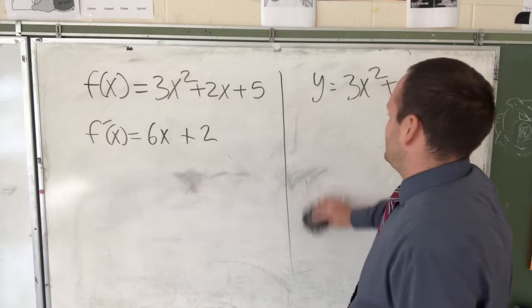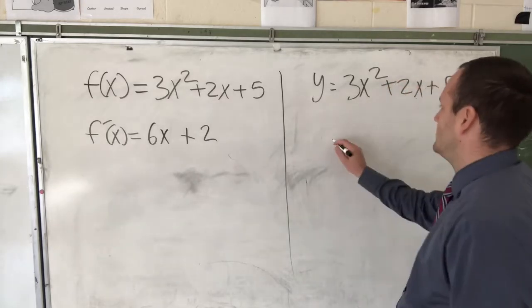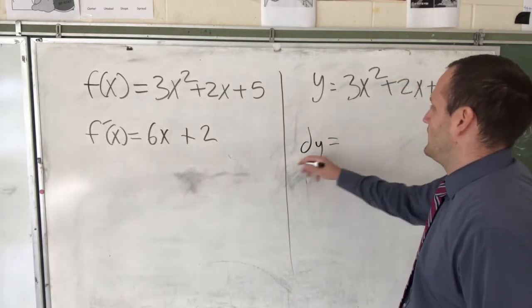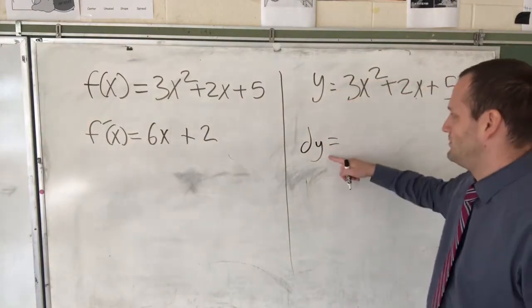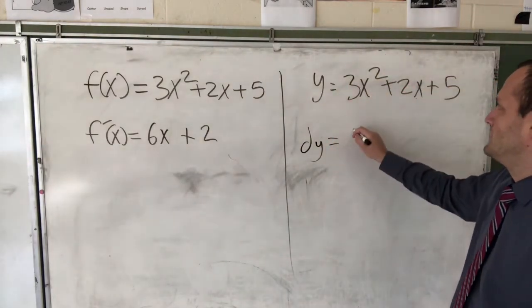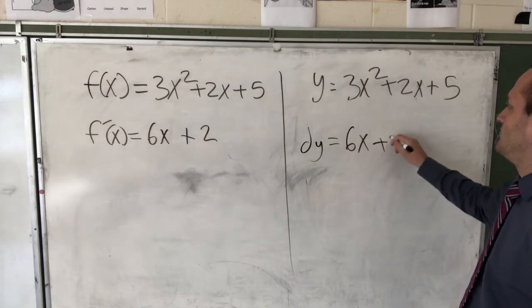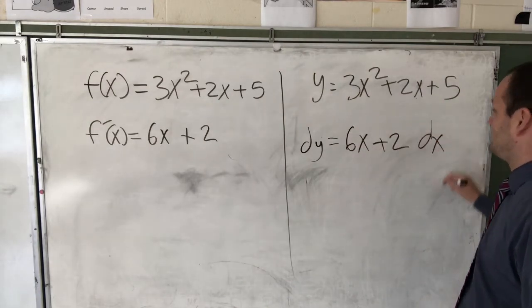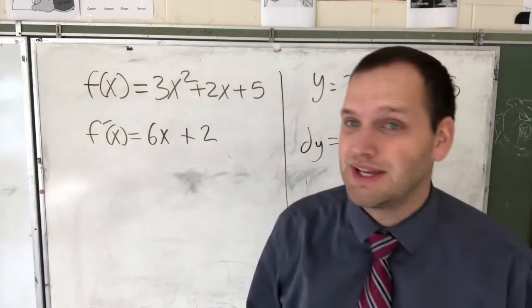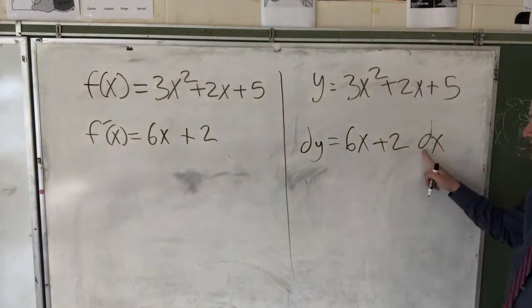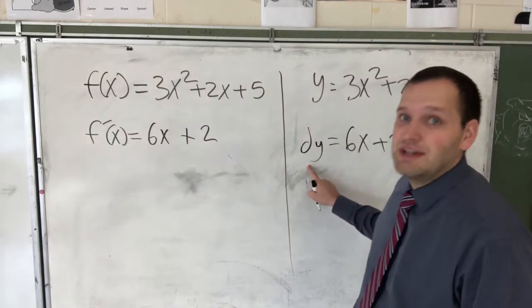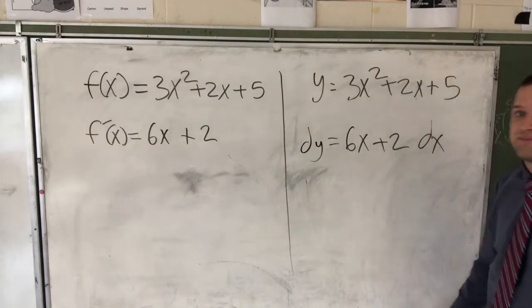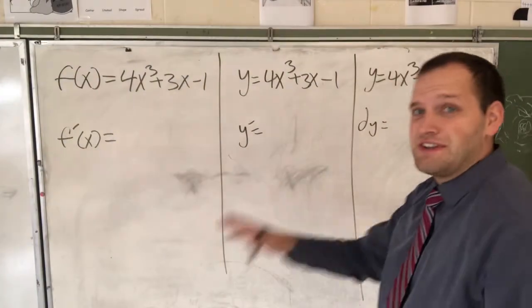Another way you might see this would be dy. You've taken the derivative in respect to y, which now gives you dy. And over here you would get 6x plus 2 dx. The dx means you've taken the derivative in respect to x. Dy means you've taken the derivative in respect to y. All right, let's try these through real quick.